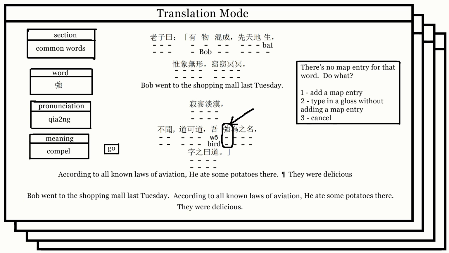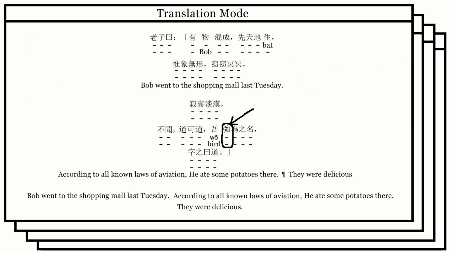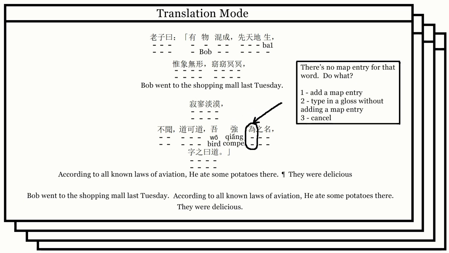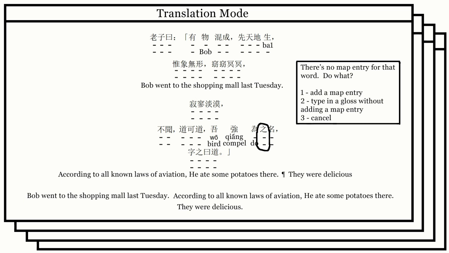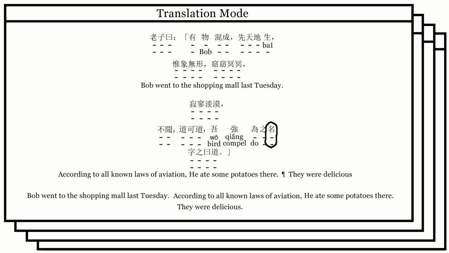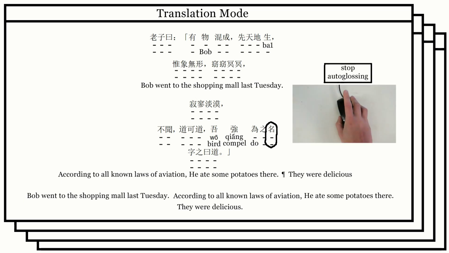Then we supply the information for adding an entry to the map, and gloss accordingly, and then it goes on to the next word, and let's say the map has no entry for it, and we choose option 2, and just type in a gloss for it with no reference to the map. And then it goes on to the next word, and let's say the map has no entry for it, and we choose option 3, which leaves the gloss as just a dash character, then moves on to the next word, and then suppose we press the button to stop the autoglossing.